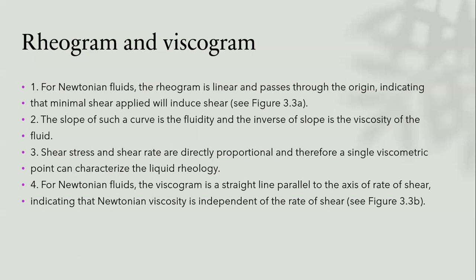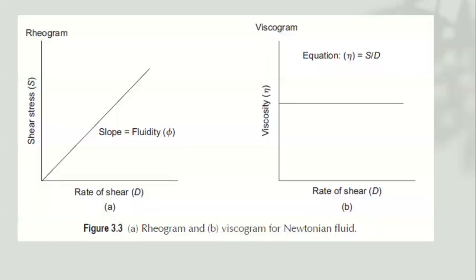Okay. Shear stress and shear rate are directly proportional, and therefore a single viscometric point can characterize the liquid rheology. For Newtonian fluid, the viscogram is a straight line. Why is this a straight line? Because there is no change in viscosity with the rate of shear, indicating the Newtonian viscosity is independent of the rate of shear. You see, the one is the rheogram. It has a linear line, while in viscosity, it is constant. Even if the rate of shear is increasing, the viscosity will remain the same.